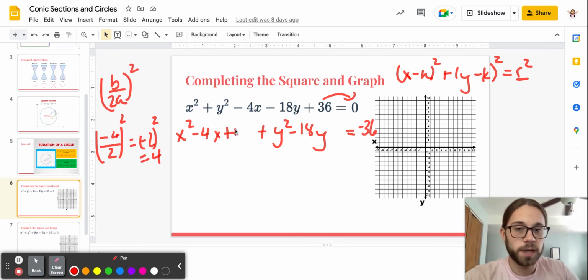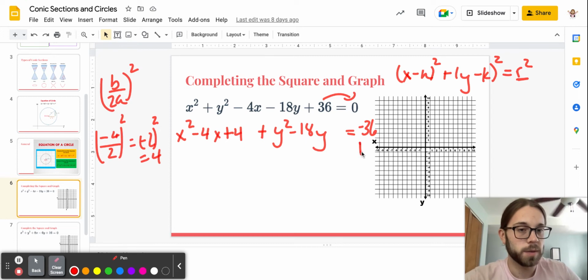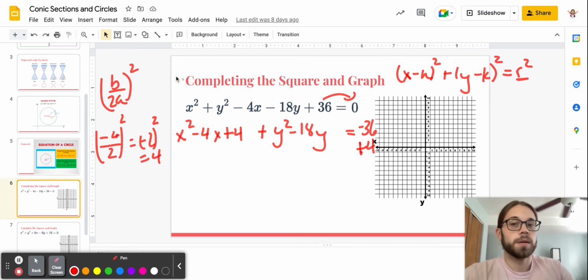Right, so we have to add 4 here, but we also have to remember to keep our equation balanced. I have to add it to both sides. So I have to add it over here. Now, we can't just do it with x, we have to do it with y because we also want y in this perfect square trinomial factored form. So we have to repeat.